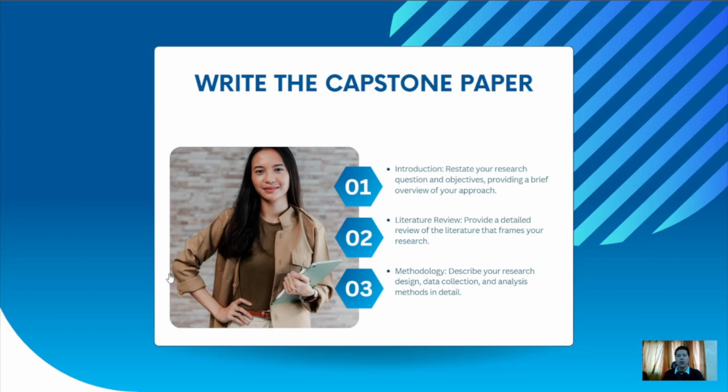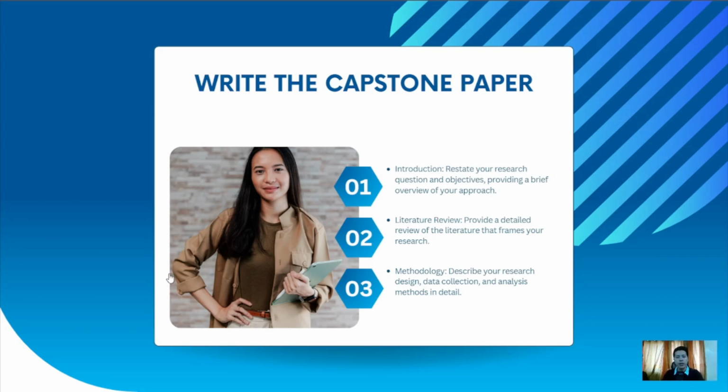First, you're going to formulate the introduction. Now, this varies from institution to institution, but basically this is the skeletal form of the research capstone. First is the introduction, where you state your questions and objectives and then provide a brief overview of your approach. And then the literature review, which provides the detailed review of literature that frames the research.